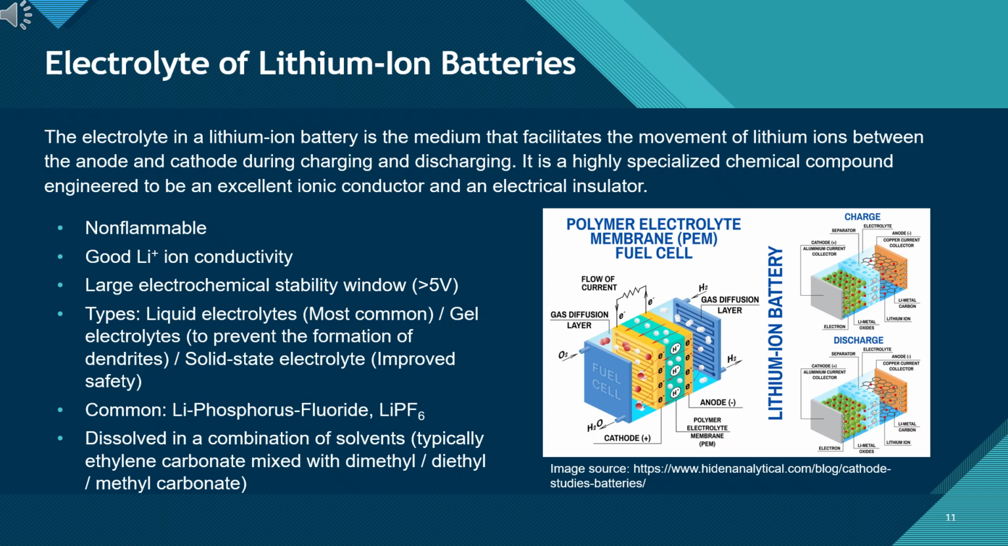In most commercial Li-ion batteries, the electrolyte is a liquid organic solution containing LiPF6 salt dissolved in a mixture of carbonates, such as ethylene carbonate, EC, and dimethyl carbonate, DMC. It provides high ion conductivity, chemical stability, and operates within a wide electrochemical window, about 5V. There are three main types: liquid electrolytes, most common, used in current EV batteries; gel electrolytes, which help reduce dendrite formation and improve safety; and solid-state electrolytes, the next step in safety and energy density, used in future battery designs.